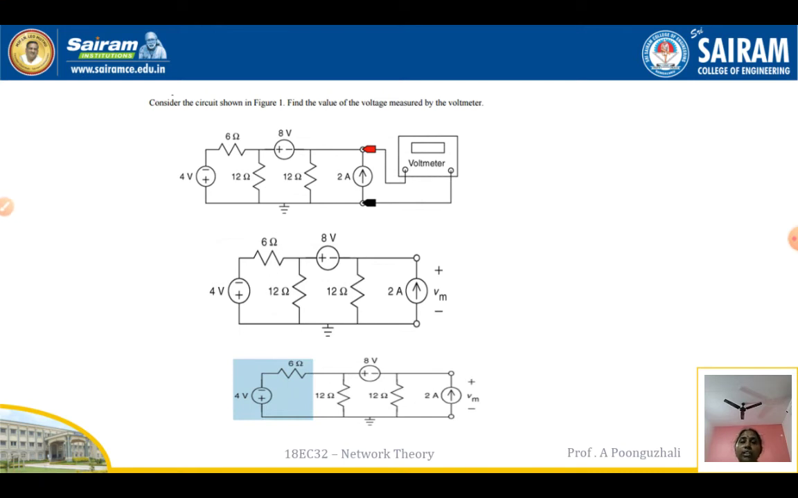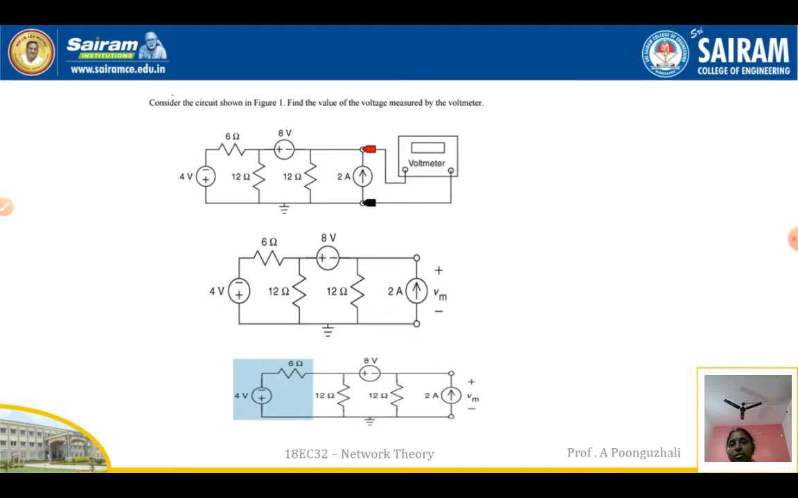So next we are going to consider a circuit where we want to find out the voltage measured by the voltmeter there. I want to find out what is going to be the voltage across this voltmeter. To find out, first what I am going to do is convert this voltage source to a current source.